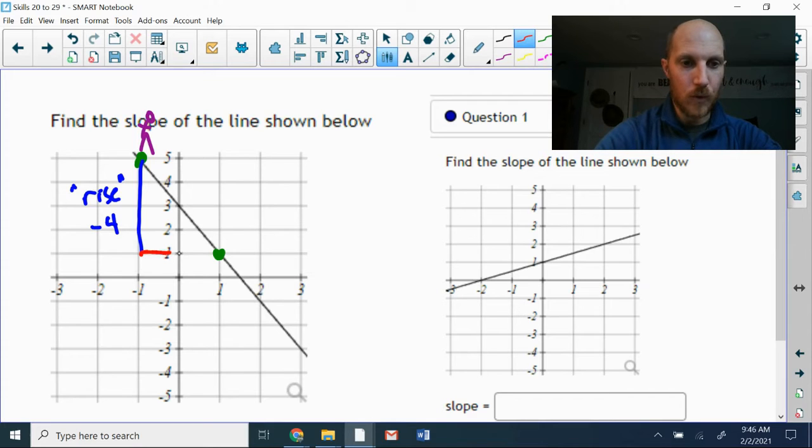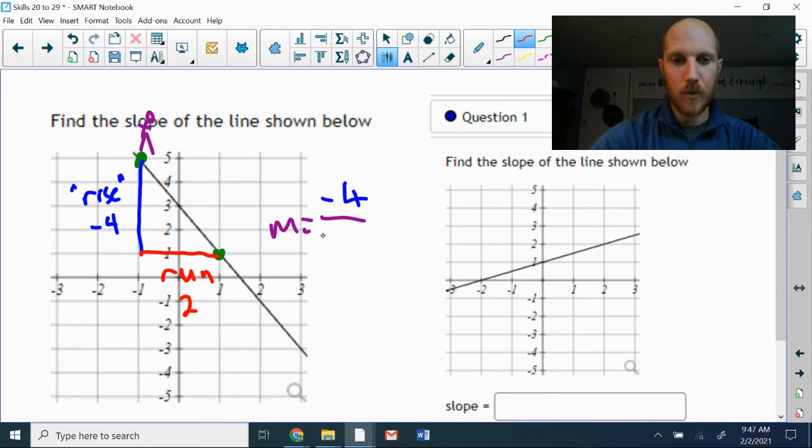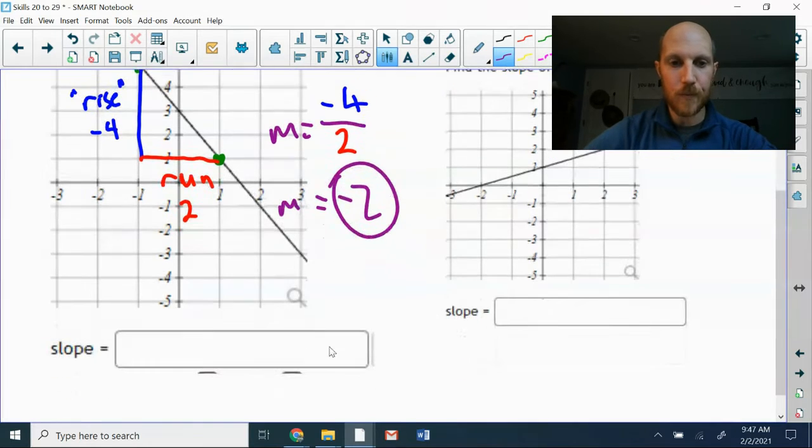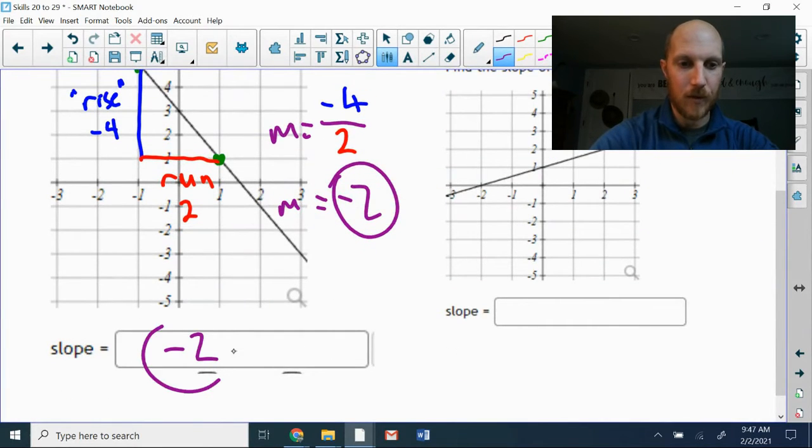And then the run, I'm going to just count spaces that I go across, and in this case, that is 2. So my slope is going to be the fraction. I put the rise number on the top of the fraction, the run number on the bottom, and then we always simplify our fractions. So in this case, -4 divides by 2 evenly. I just get a final answer of -2. So to put that down here in my answer box.